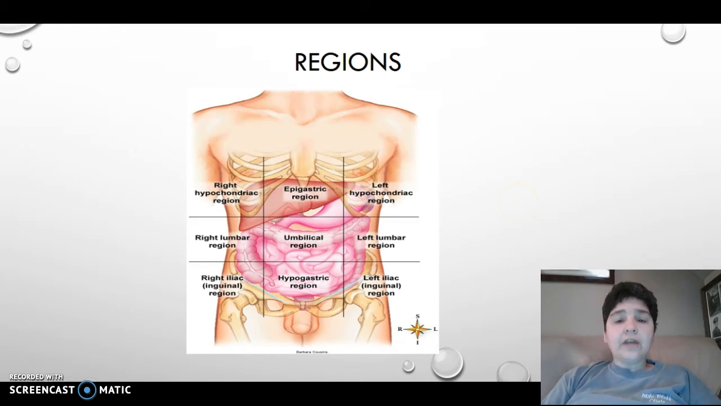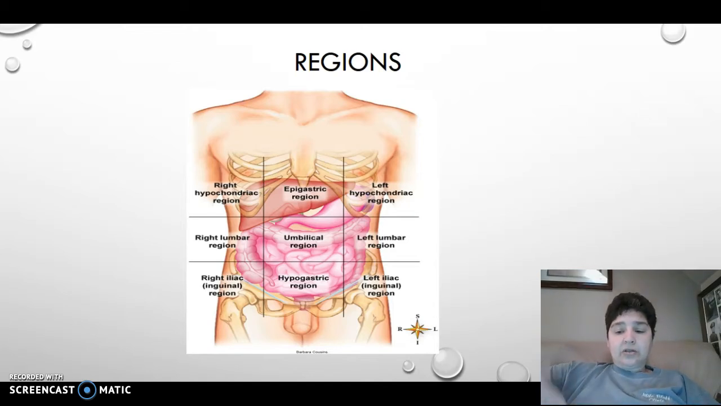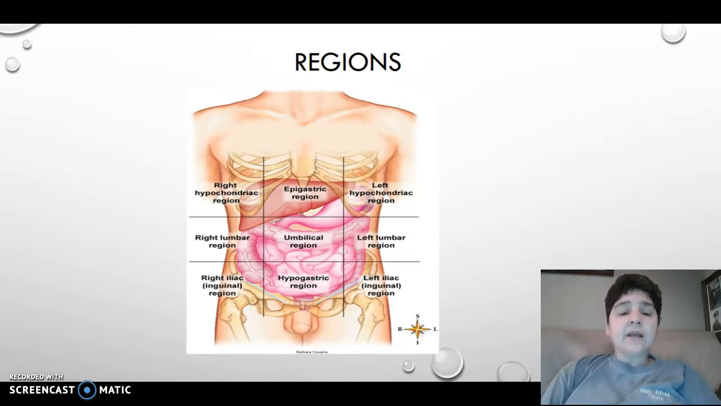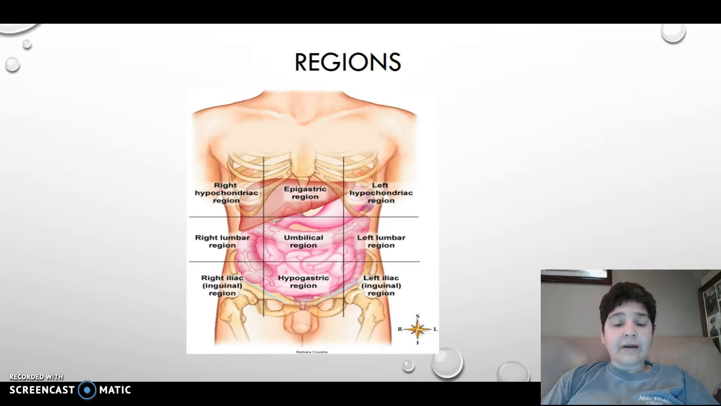Okay, so hopefully you remembered these from A and P. You have your, again, anatomical position. So the right hypochondriac would be on the right side, left hypochondriac on the left side. In between the two is the epigastric region. The umbilical region is in the middle. The left lumbar and right lumbar are on the lateral sides of the umbilical region.